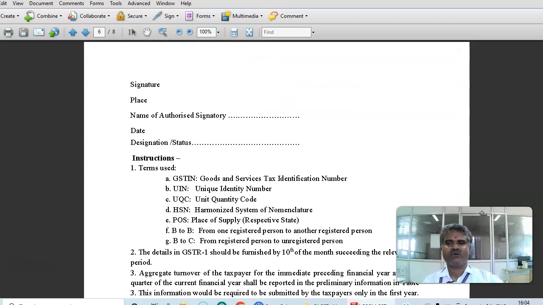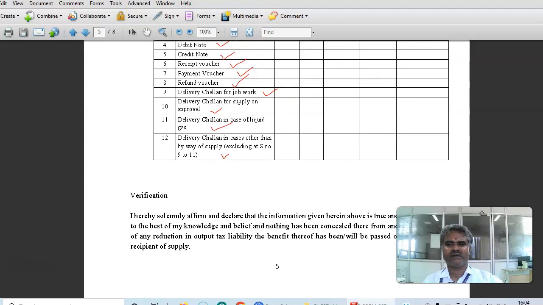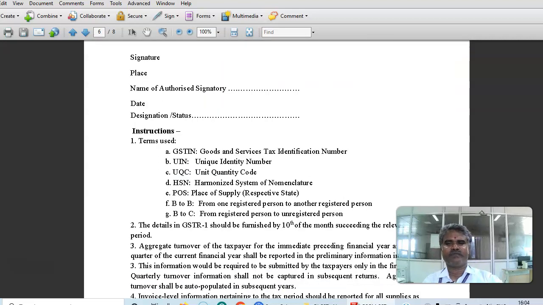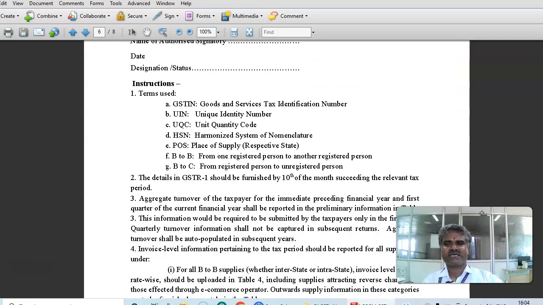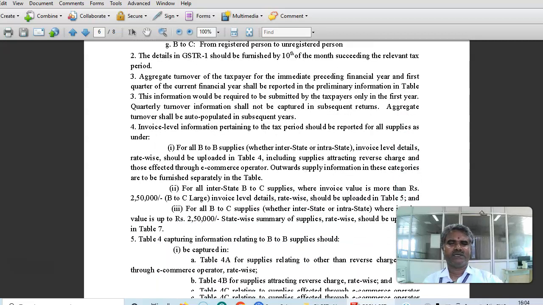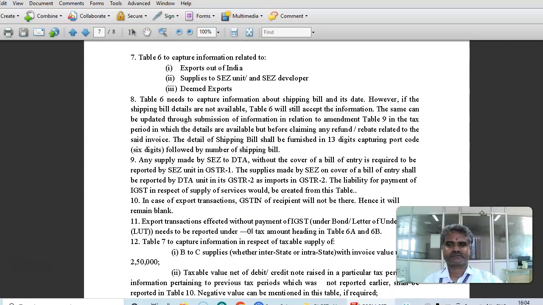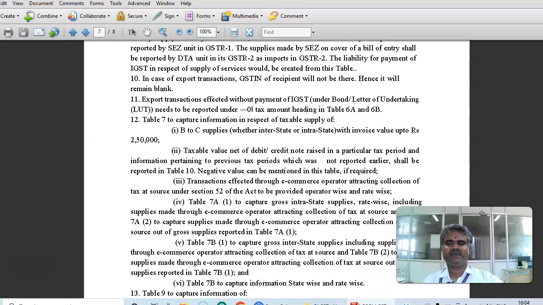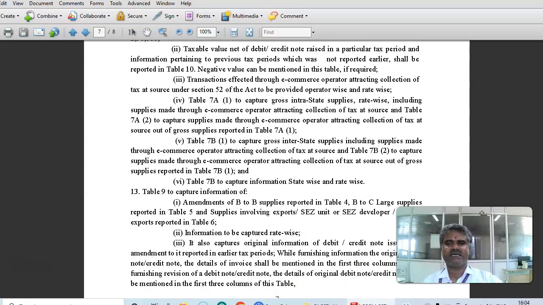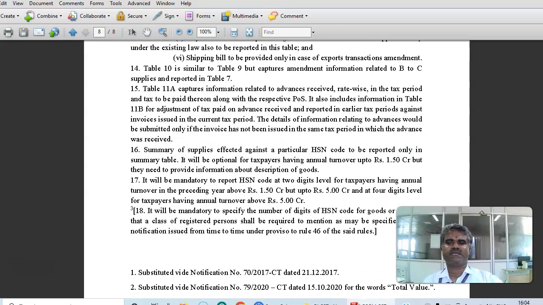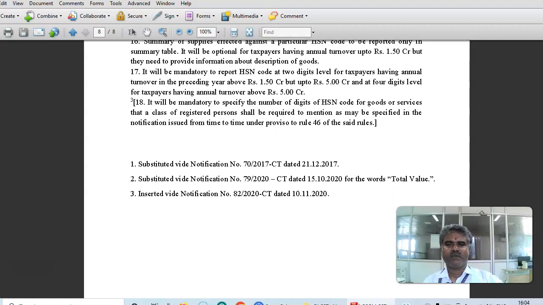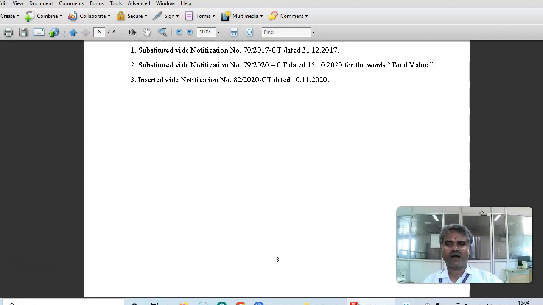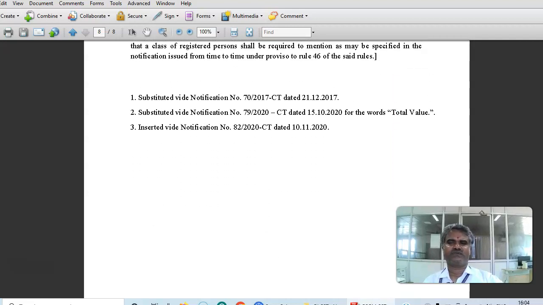Then verification. Here you have to give one declaration: all information is correct. Suppose you have given fake information, you will be punished. Then instruction. How can you give all the information? You see, these are the conditions. These are the tips they have given to you at the time of filing this form. So this is very important, my dear students.